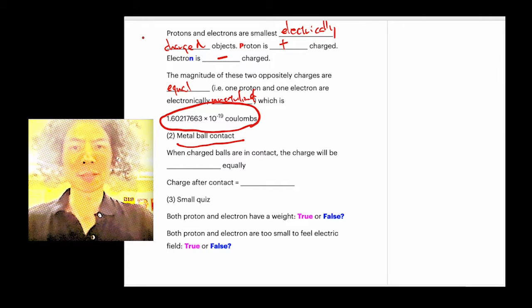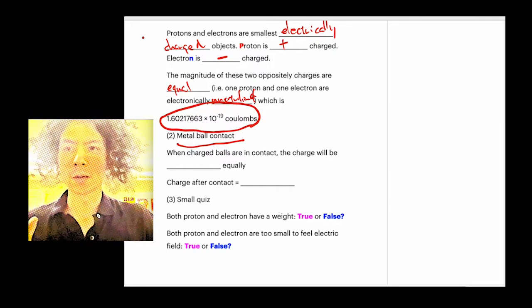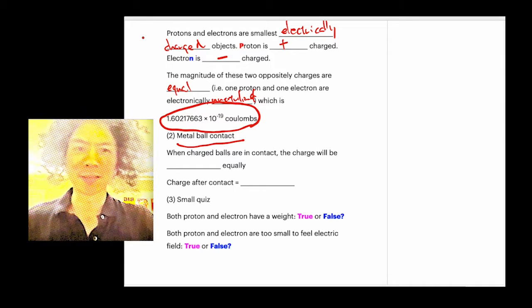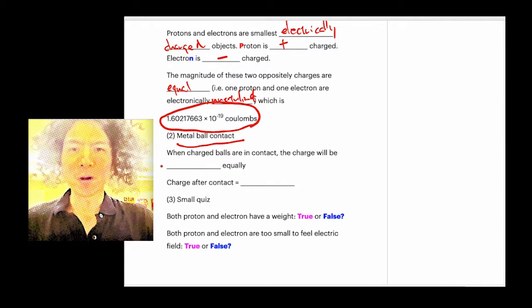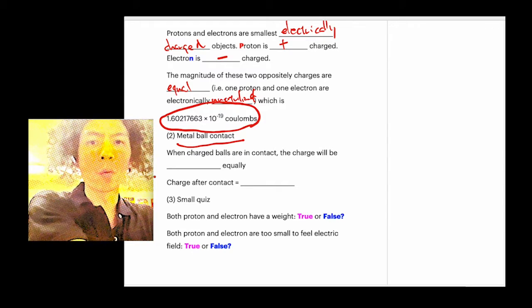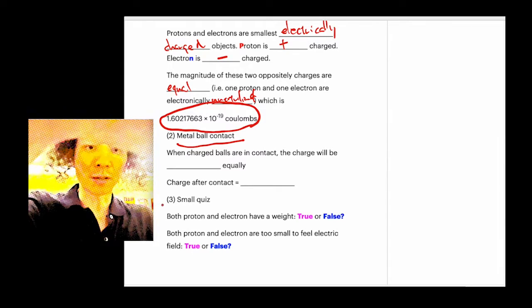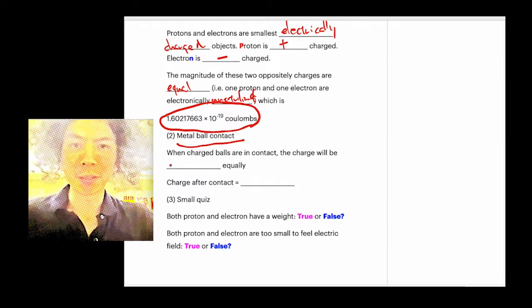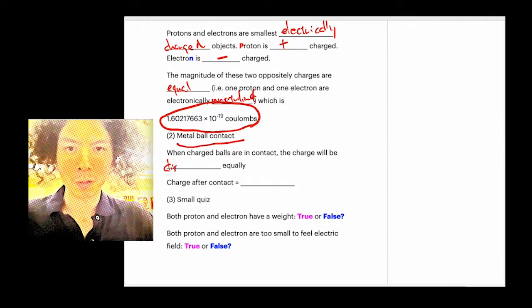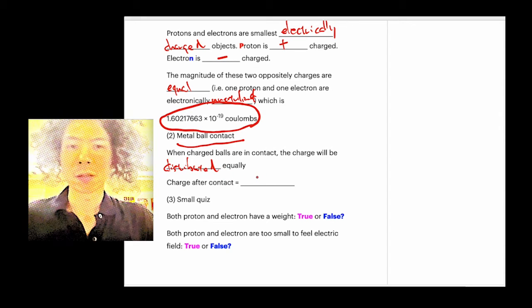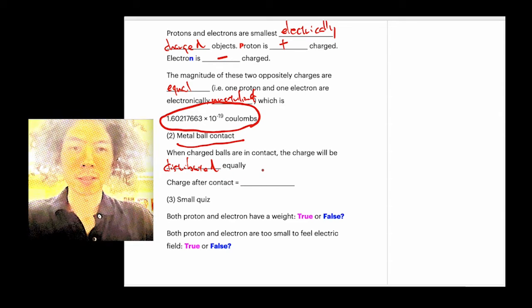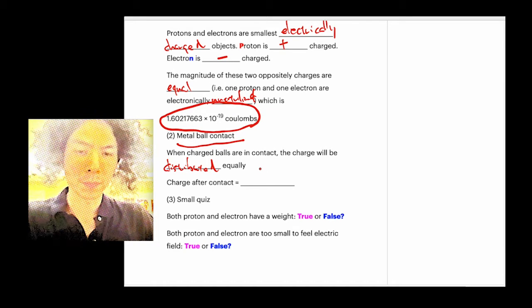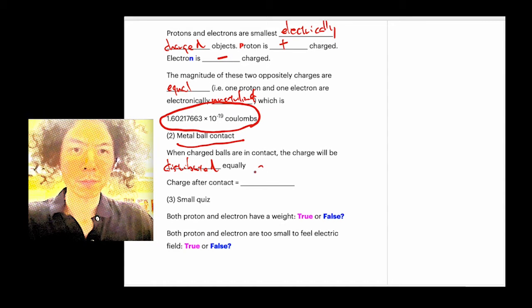Another thing you have to know is the rule of metal ball contact. You might see metal balls in the problem set, and there is only one thing you have to remember. When charged balls are in contact, the charge will be distributed equally. Which means the charge after contact can be obtained as total charge divided by number of balls.